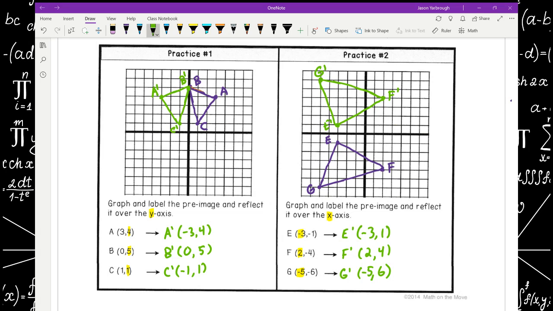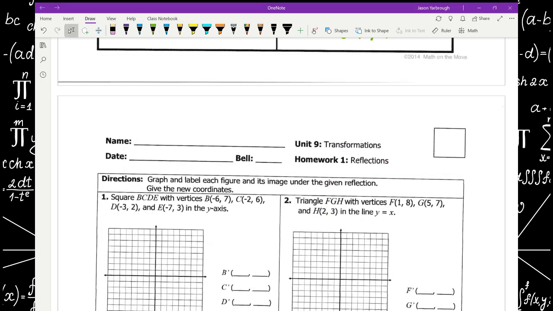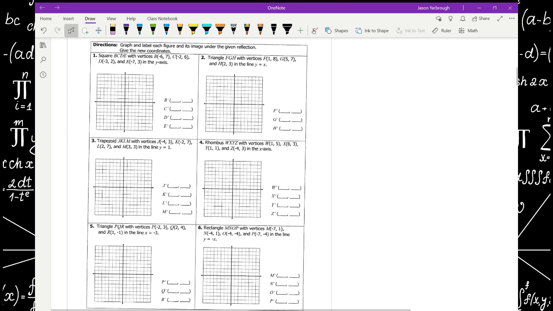Alright, so for your assignment, you will have this homework page to work on. So it's transformations, homework 1, reflections. I will have an option about doing this using a Google form to do it all online, or what you could also do is do it with the actual paperwork that you have.